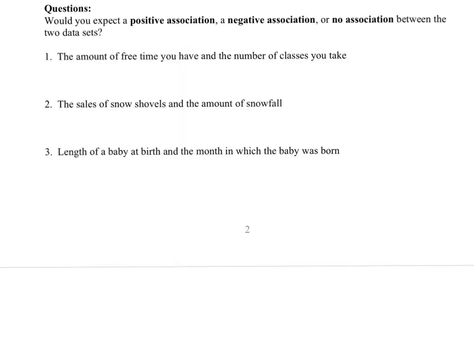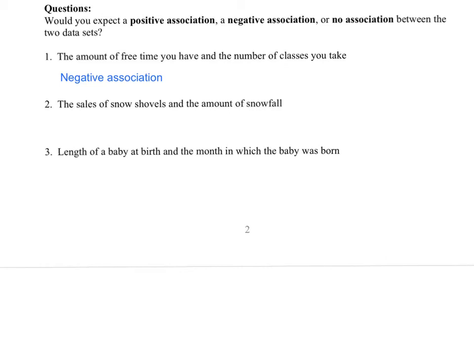In these 3 questions, it's asking, what would you expect: a positive association, a negative association, or no association between the two sets of data? Let's look at number 1, the amount of free time you have and the number of classes you take. This would be a negative association, because the more free time you have, the fewer classes you are taking.